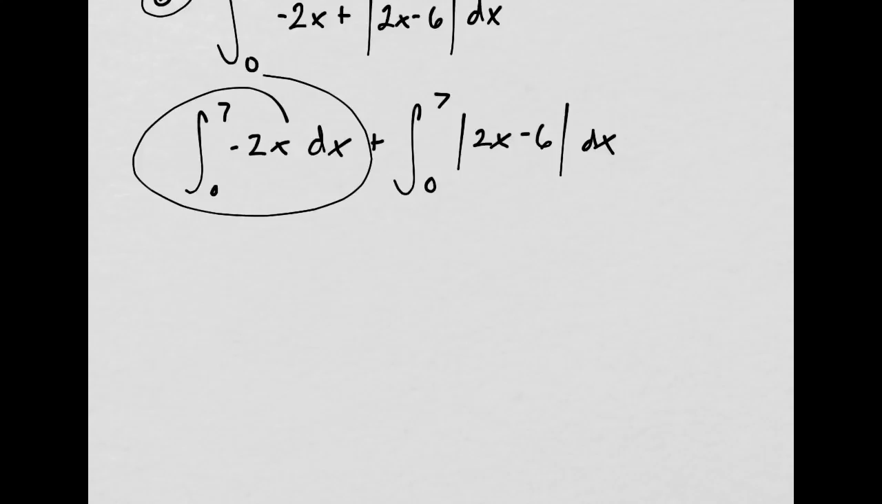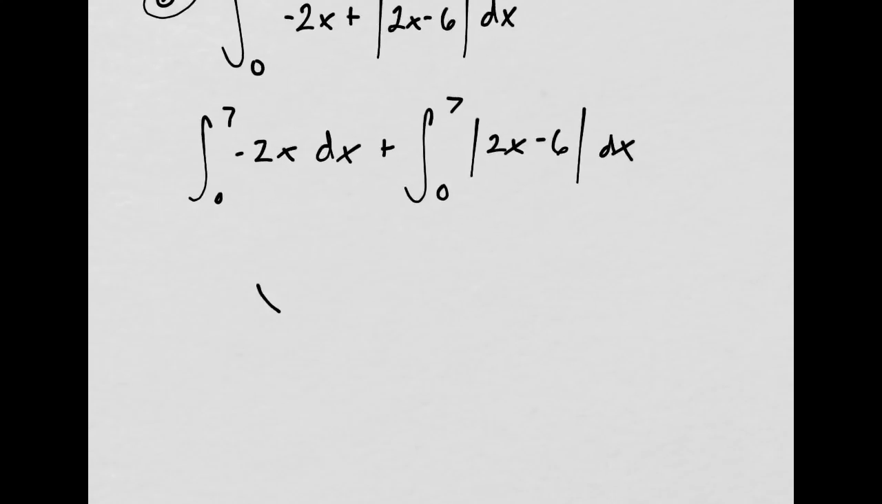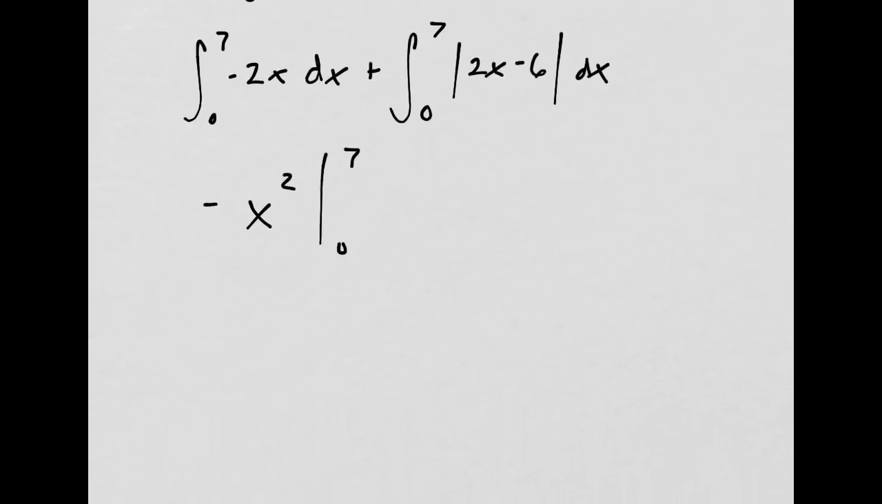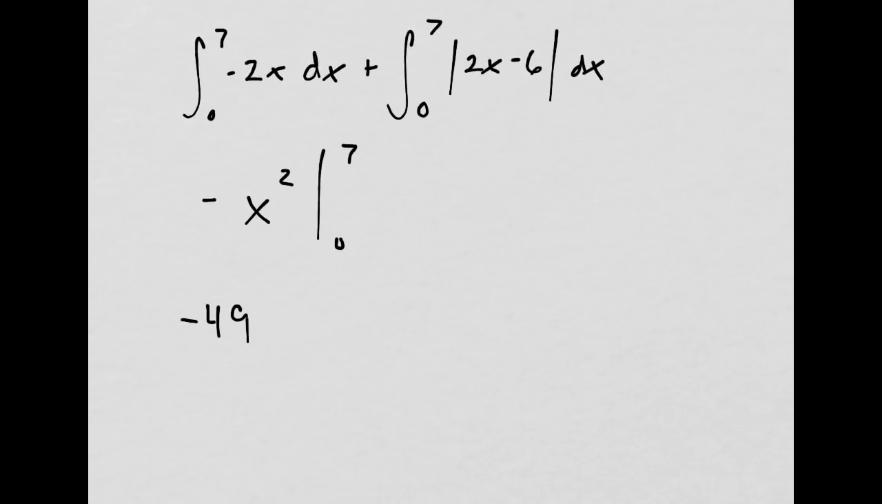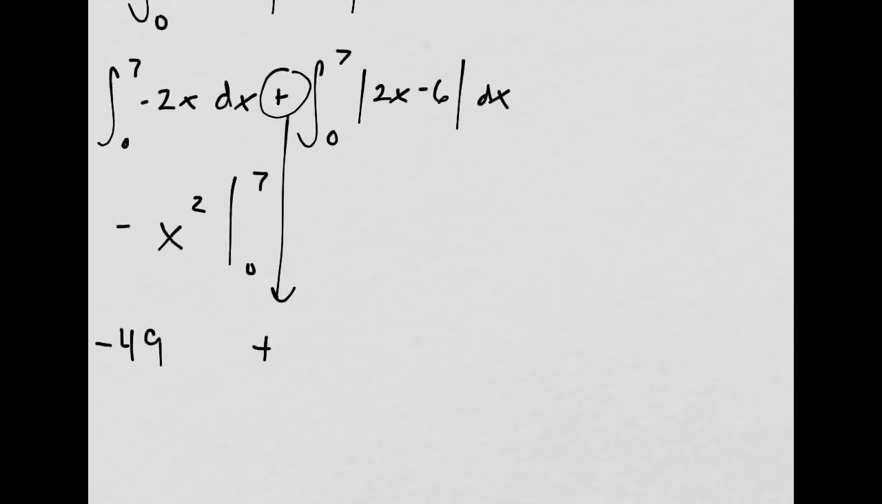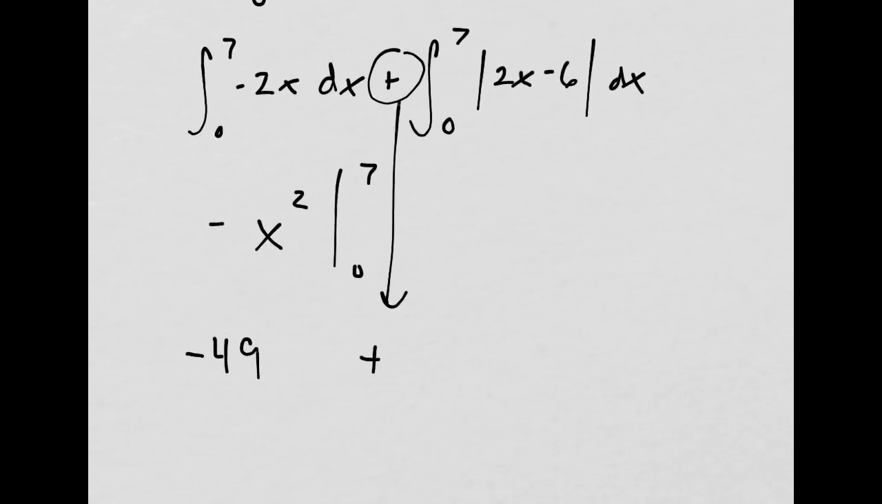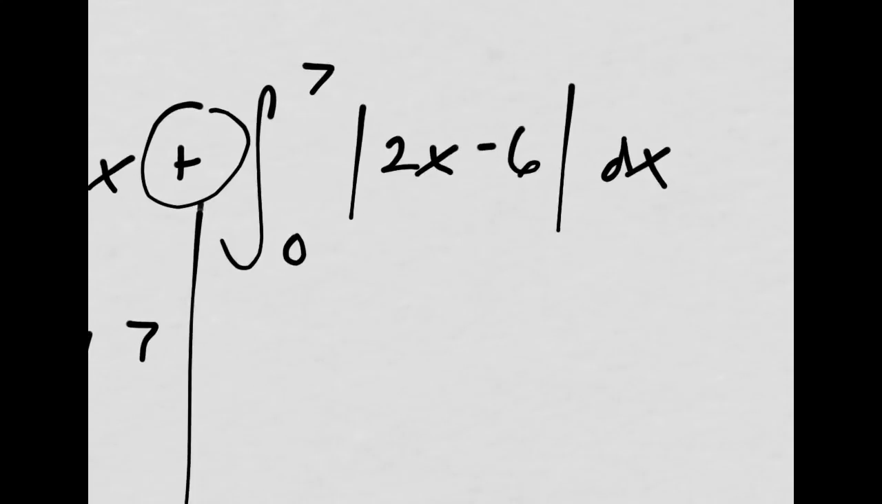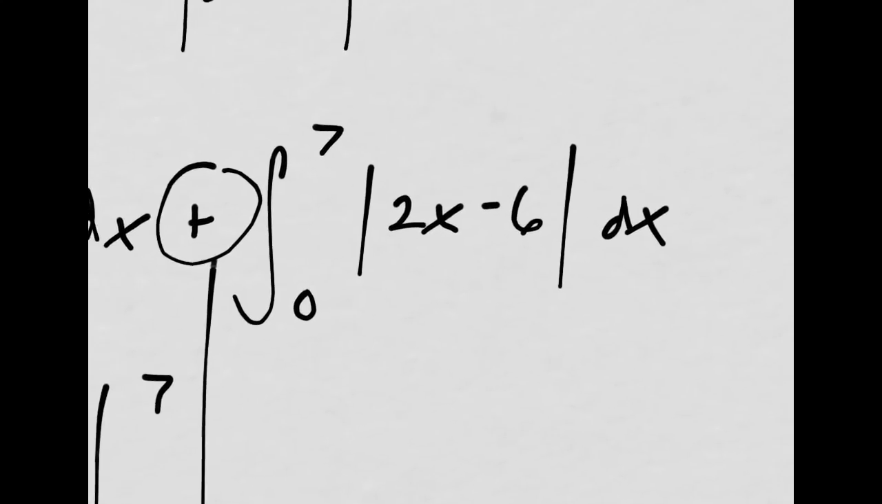We can get that, right? That's just a normal antiderivative. That would be negative x squared from 0 to 7. So what is that? Negative 49. I have the plus. So really all I need to do is that right? Any questions on that part? No questions. So then, how do I do that integral?